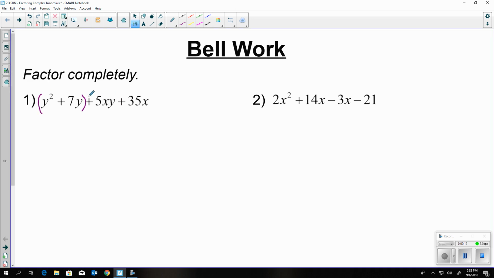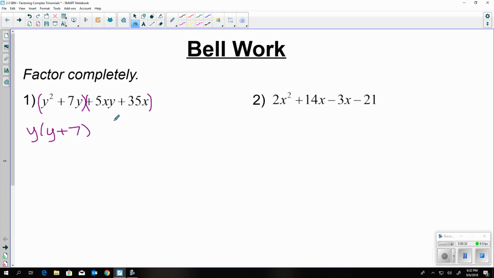They want us to factor completely. We have 4 terms, so we're going to factor by grouping. So group the first 2, group the second 2. So first group, what can I take out? I can take out a y. And if I take a y away, I'm left with y plus 7.